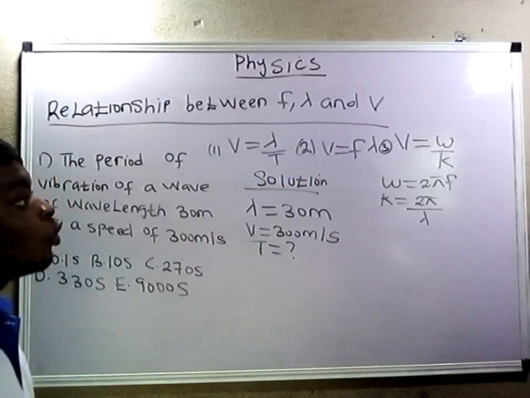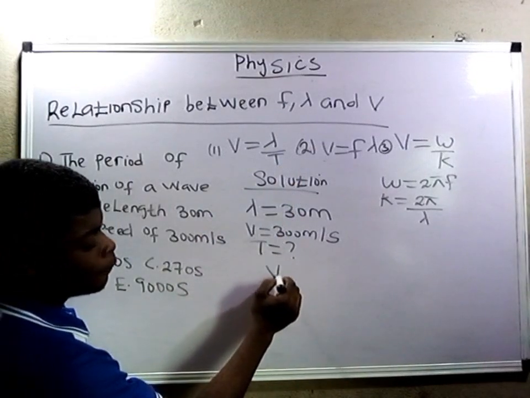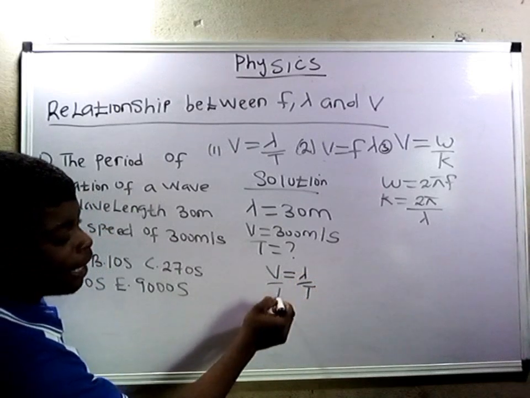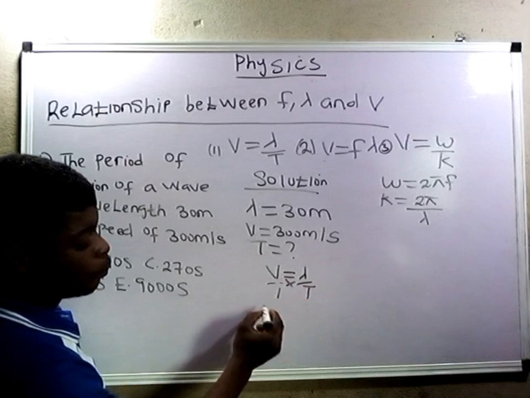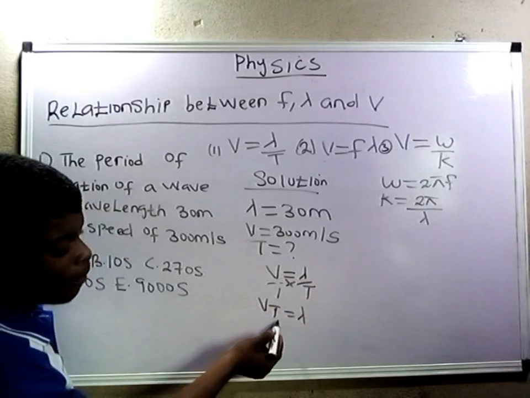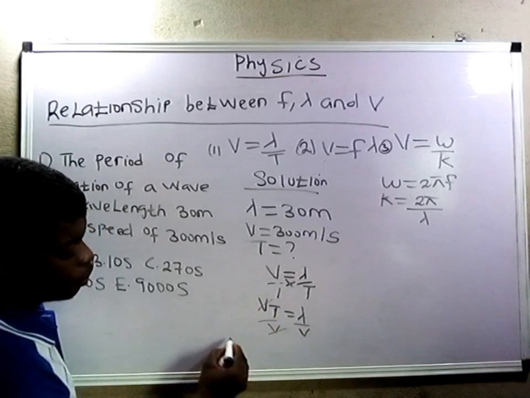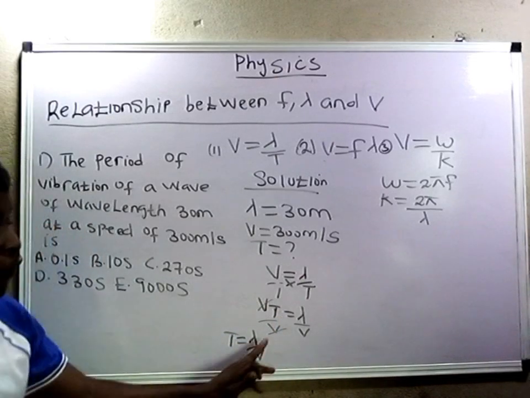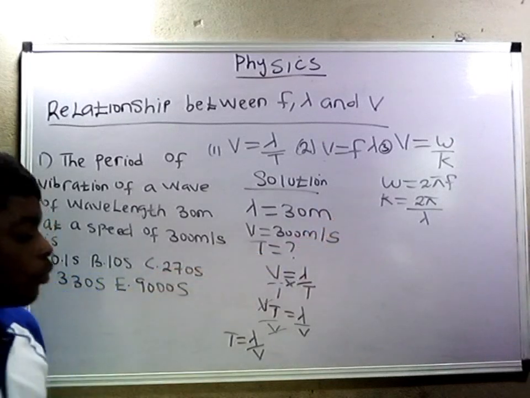So to solve, let's make the period the subject. Speed is lambda over t. By multiplying, we have velocity times t, which is the period, will give us vt equals lambda. To get our t, we divide both sides by v. V cancels, so t is equal to lambda over v. The value of lambda from the question is 30. So 30.